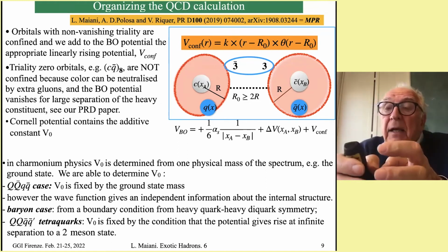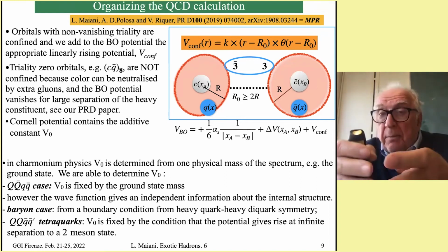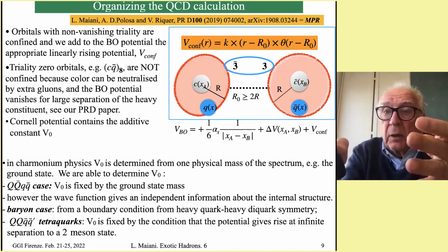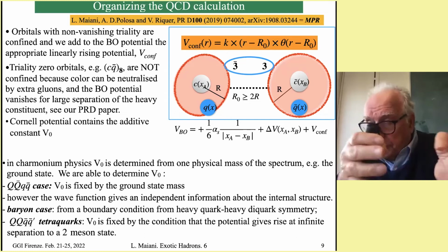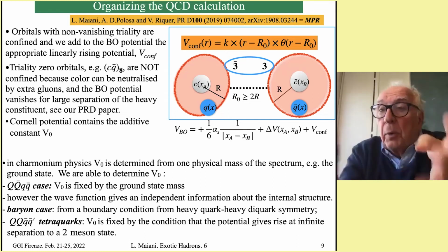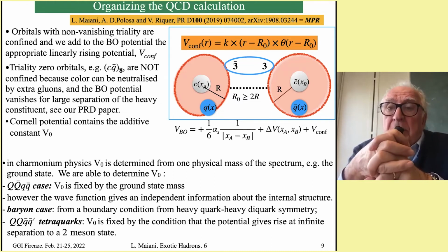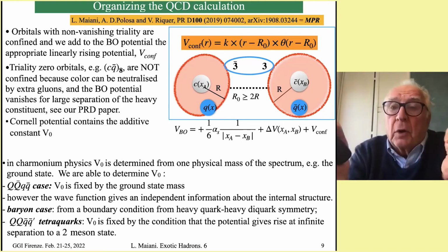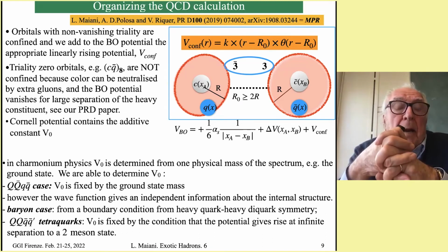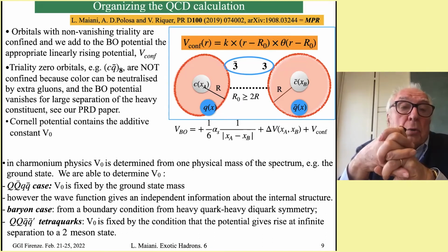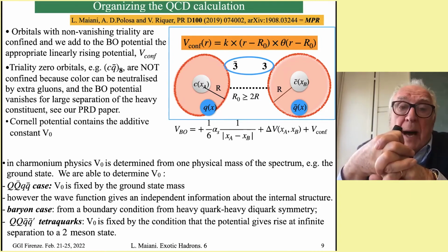And I have Coulomb forces between these two, which are the Coulomb force between Q and C bar, etc., those that I have put aside and will compute perturbatively, but I will have to put a confining potential with a certain strength, which of course will depend on the fact that it is 3 and 3 bar. I will consider also triality zero orbital, that is a CQ bar in an 8.